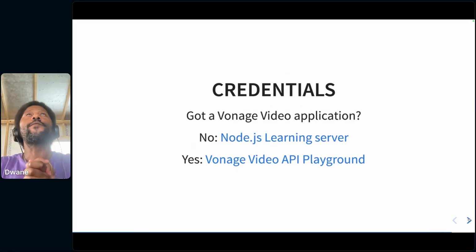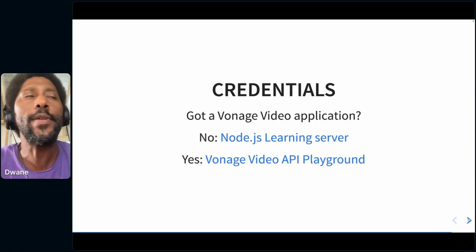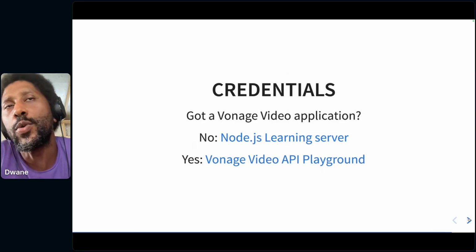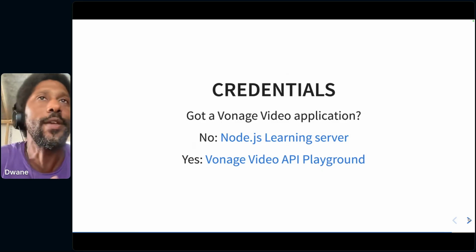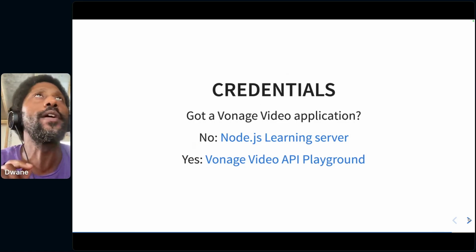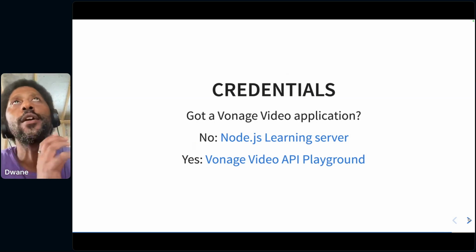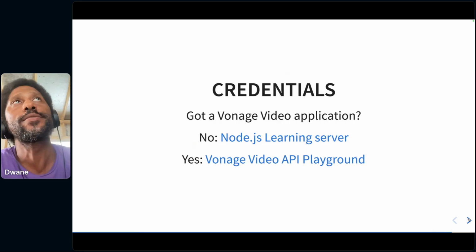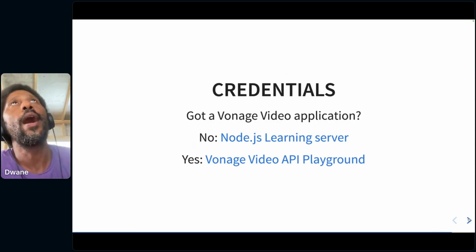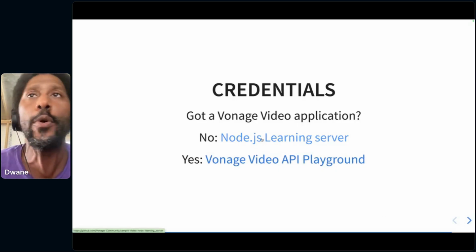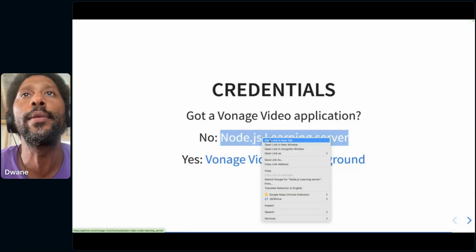All right, so for our application, if you weren't familiar, we're basically going to build your own personal live streaming platform. You can call it a Twitch clone, like your own mini Twitch. You know what I'm saying? The thing is, we need to get credentials, and credentials come from the server. In order to have that server running, you need an application. If you don't have an application, I have a link to the Node.js learning server, which is what we're going to use. So open that.